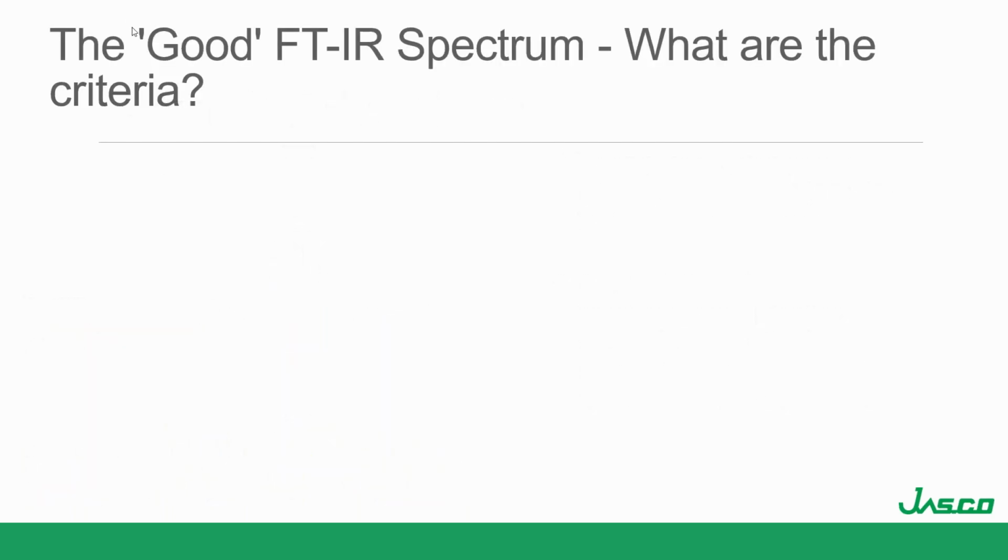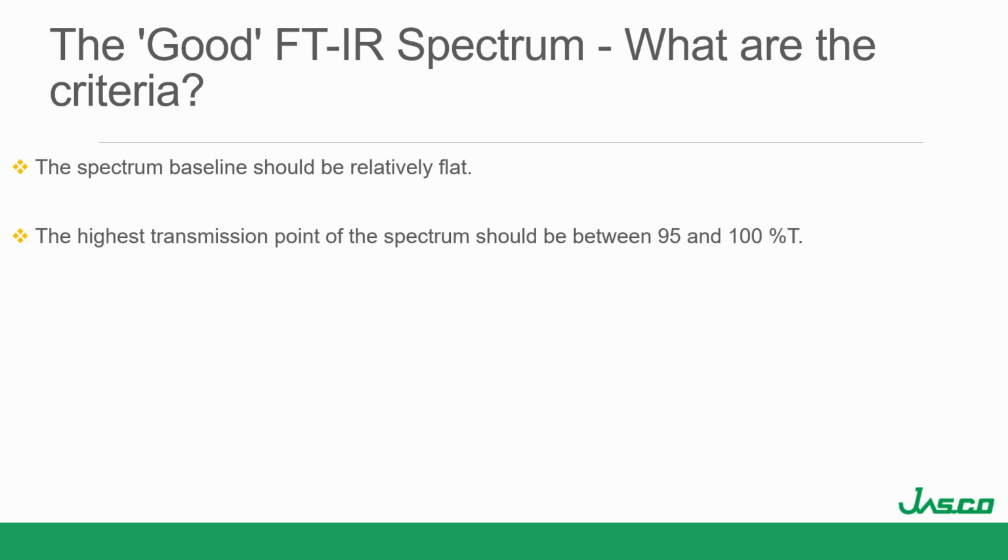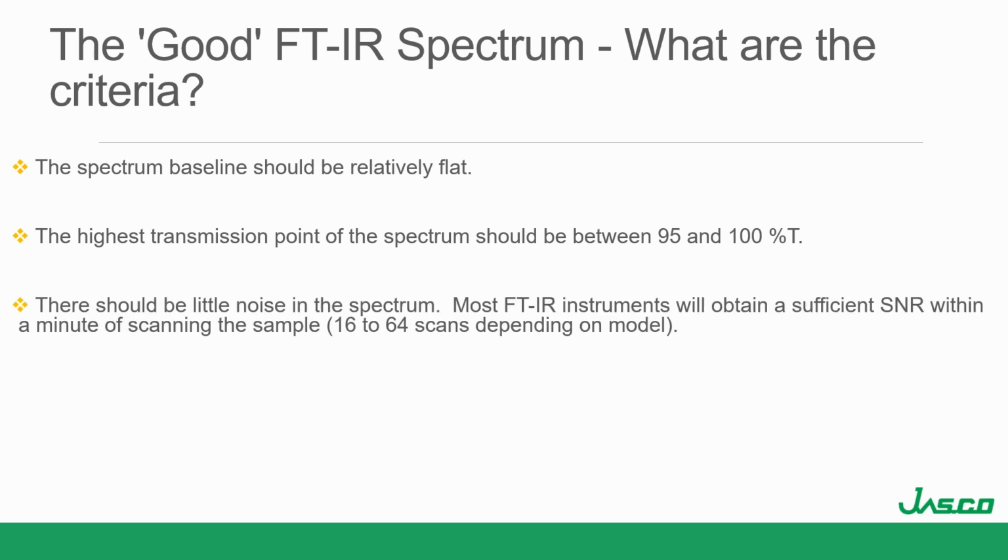So what is a good FTIR spectrum? What are the criteria? First, the spectrum baseline should be relatively flat, meaning it shouldn't be curved or slanted. The highest transmission point should be 95 to 100 percent transmittance. This is where there's no signal in the spectra, where it should just be a flat line with no peaks. That should be between 95 and 100%. There should be very little noise.